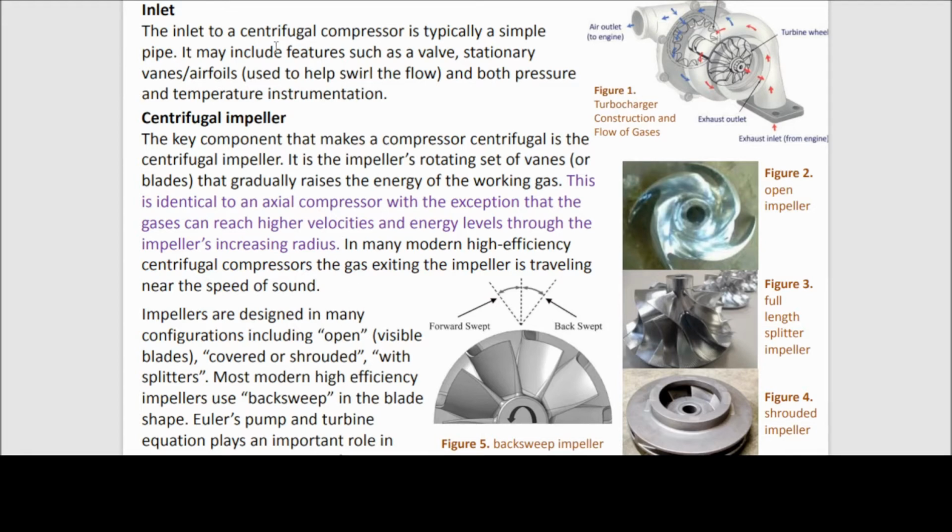The inlet to the centrifugal compressor is typically a simple pipe. It may include features such as a valve, stationary vanes, or airfoils used to help swirl the flow, and both pressure and temperature instrumentation. So stationary vanes or aerofoils are fitted in the inlet. It helps to swirl the flow, and it will help the fluid which is passing to the impeller blades.